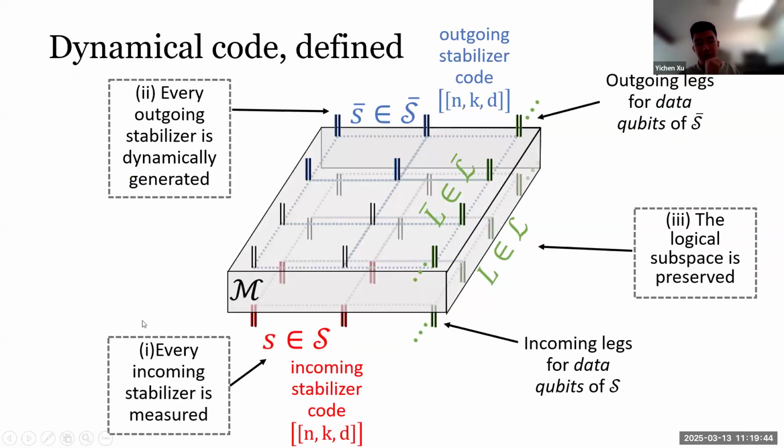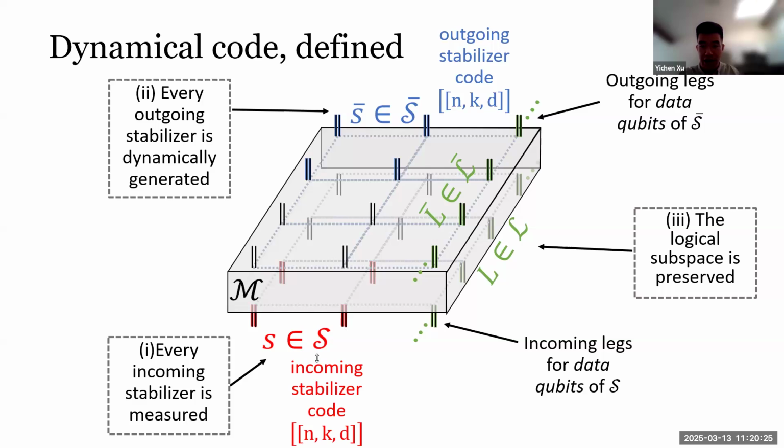All right, so let's go back to constructing dynamical codes. We give our own definition of dynamical codes, which is very practically oriented. So what we say is that you have time going in the vertical direction, right? You have some incoming legs that represent a static code, which you can mark as NKD. N is the number of physical qubits in the static code S, K is the number of logicals, and D is the code distance of the static code. And the dynamical code is essentially a measurement protocol that measures every stabilizer in this stabilizer group.